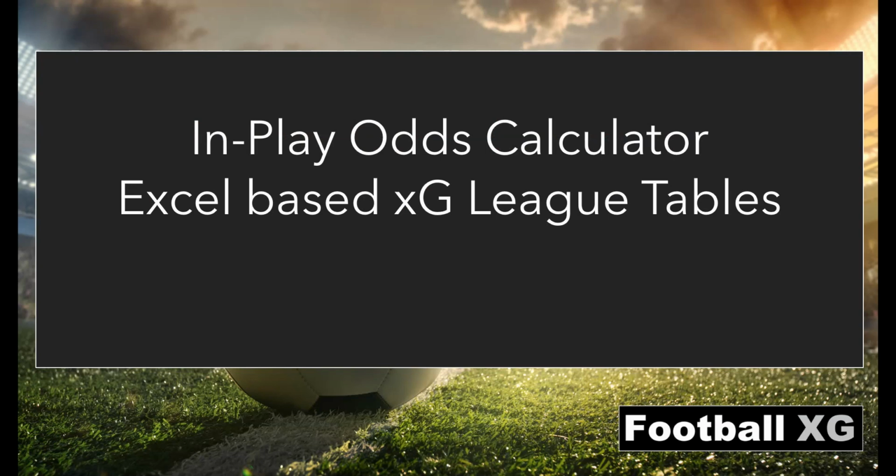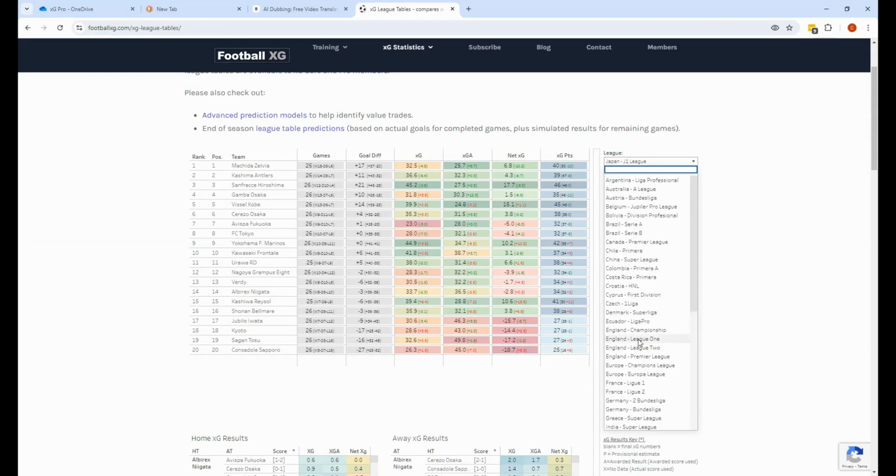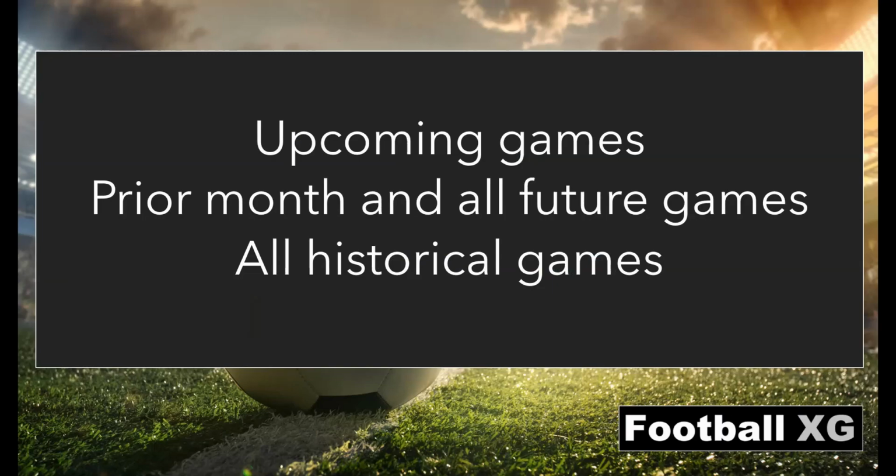XG Pro also includes the in-play odds calculator, which is used to predict in-play odds and is covered in a separate video. XG Pro also includes Excel-based XG league tables. The rest of this video is going to focus on the XG Pro All spreadsheet, which is predominantly used for system building or testing.